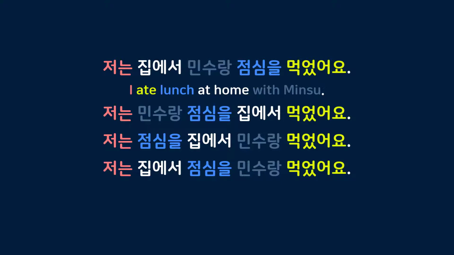Now, generally speaking, when you start to have multiple elements in a sentence, there is greater focus on the element that is closest to the verb. So in the first sentence, there is greater focus on 점심을. In the second sentence, 집에서. In the third sentence, 민수랑, and so on. However, this is not an absolute rule and can depend on the context the sentence is used in.